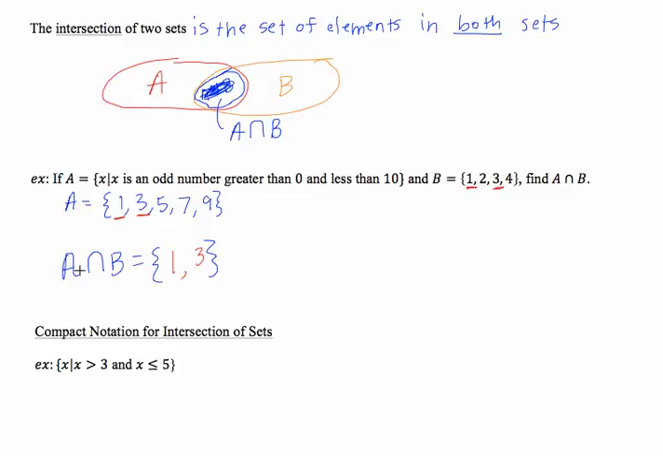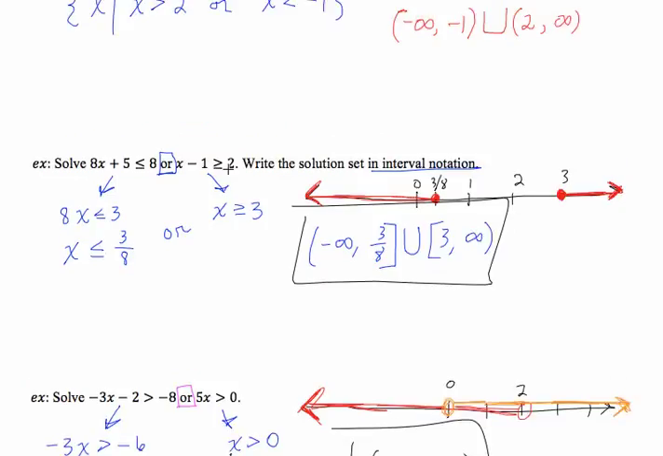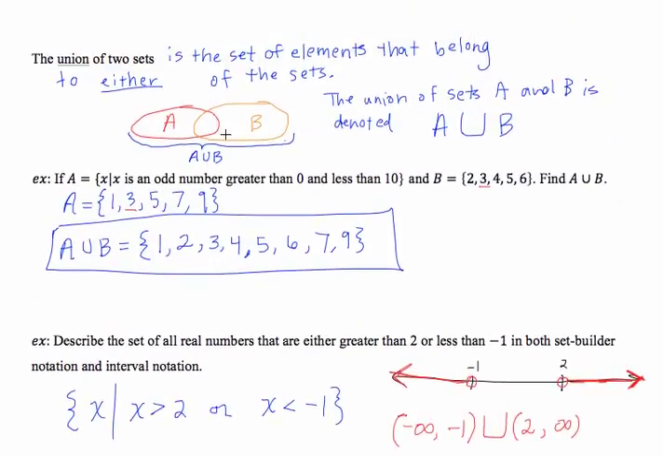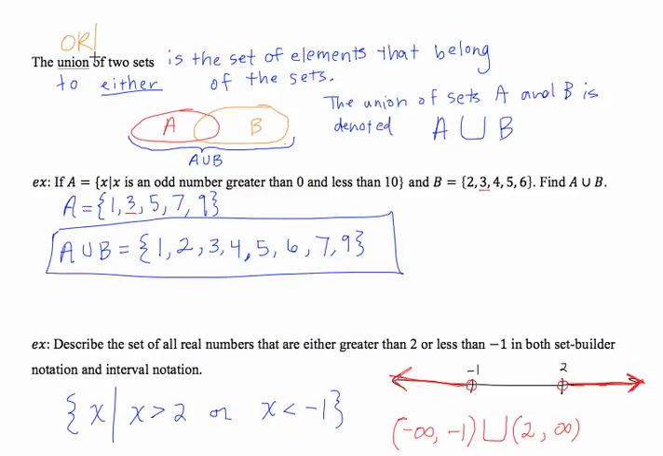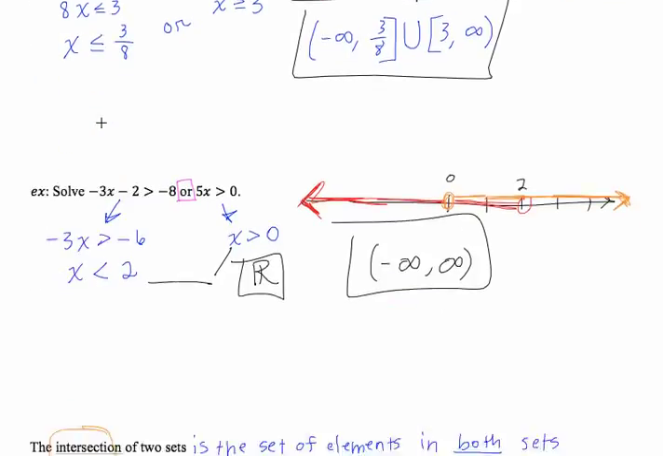In other words, more generally speaking, an intersection sort of means and. It means the set of elements in A and B. So the big word you should associate with intersection is and, and the big word that you should associate with a union is or, because that means the set of elements in one set or the other set.